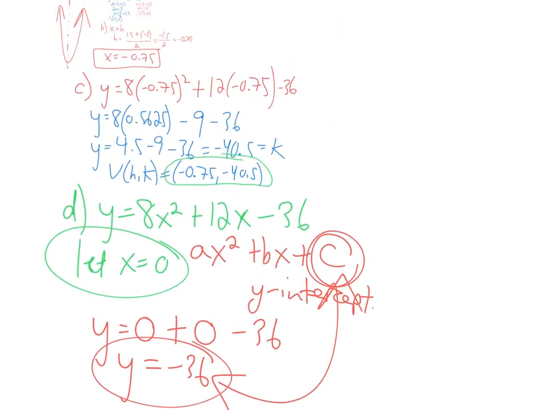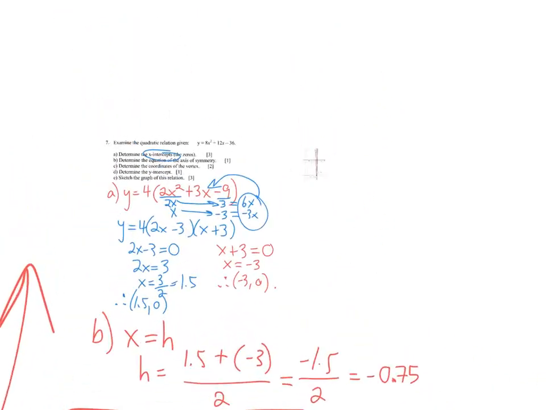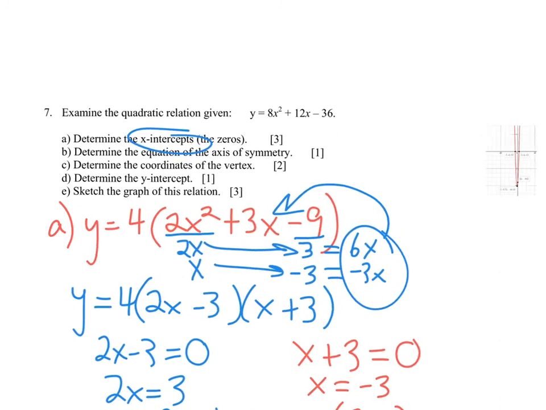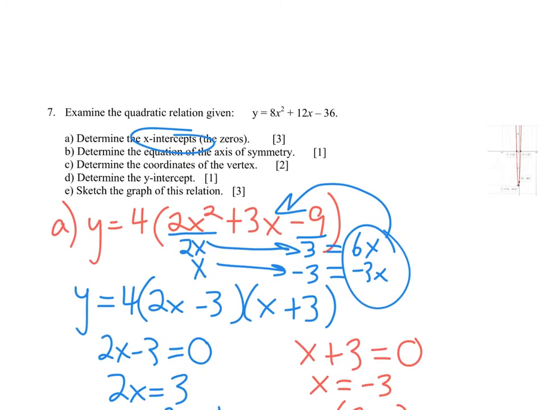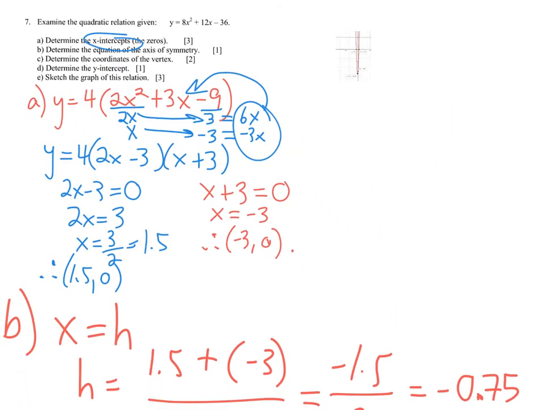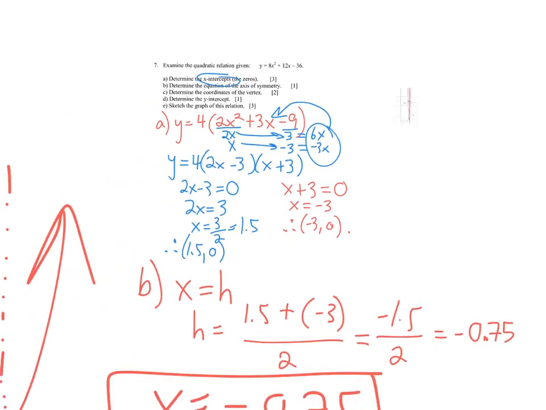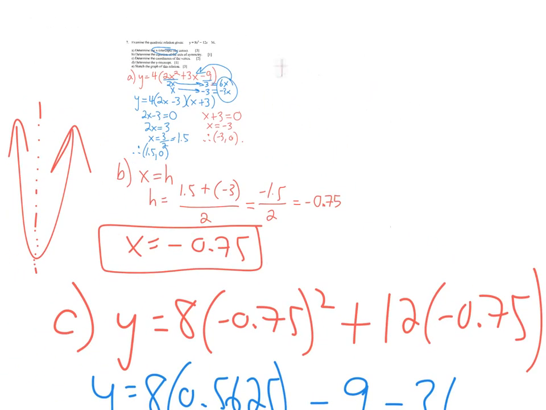So let's look back at the original question. We needed to examine the quadratic relation to determine the x-intercepts, then to find the equation of the axis of symmetry, then to find the coordinates of the vertex, and finally to determine the y-intercept. And taking all this information together, we can sketch the graph of this relation. So let's consider all this information.